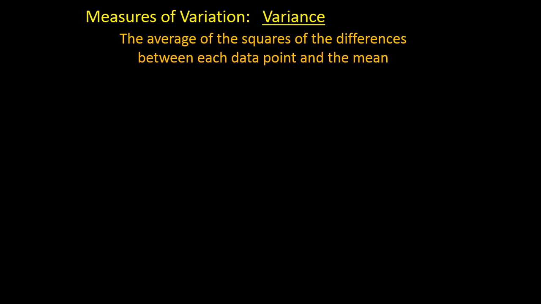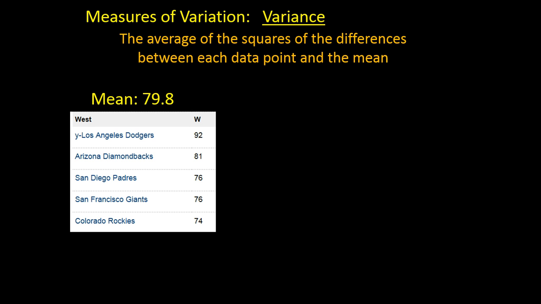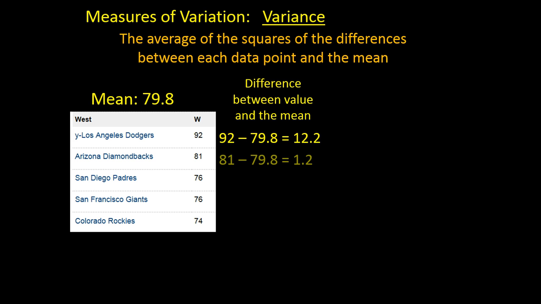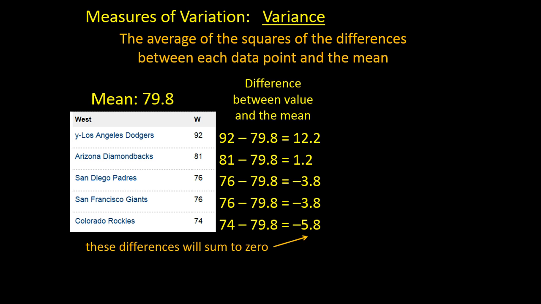Let's find the variance for the West Division. It works the same way. First, we need to find the difference between each of these data values and the mean. Some of them will be negative because some of them are values below the mean. If we would add all those together, they will add to 0 though, because the mean is a number that gives us a center for all of the data.